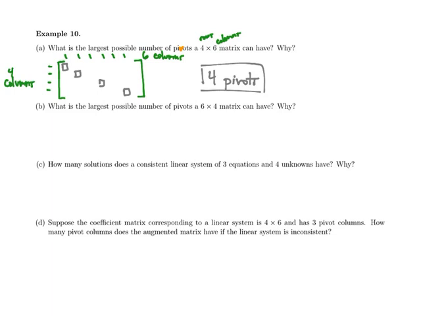Same thing for a 6 by 4 matrix. A 6 by 4 means you have 6 rows and 4 columns. But since each column can only have 1 pivot, the most you could have is 4 pivots as well. Now you might be skipping some rows. That actually just means that you have some 0 rows at the end. But again, the answer is 4 pivots.